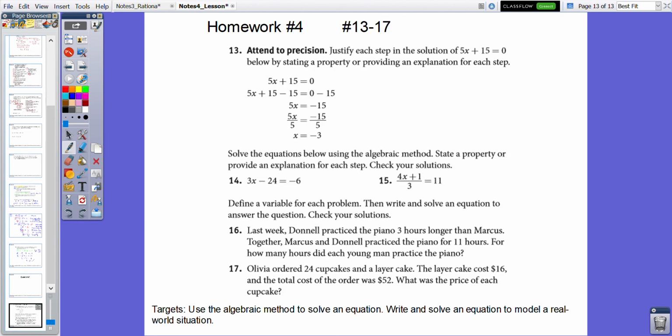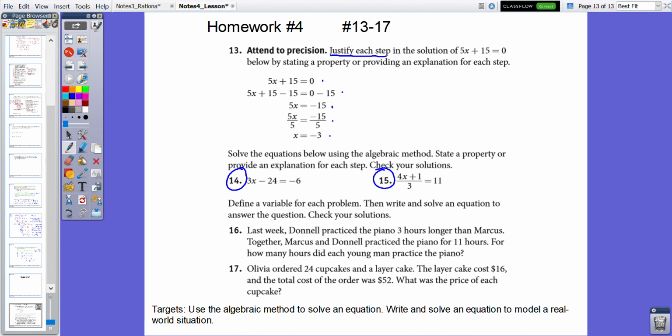At the bottom of page 18, you have these problems right here: 13, 14, 15, 16, and 17. They're very much like what we've done. For 13, you're just justifying each step. The equation's done for you. You're identifying what property is being used in each line. For number 14 and 15, you are solving the equations using the methods. You're going to state a property or provide an explanation for each step. For number 14 and 15, make sure you're using a separate sheet of paper.